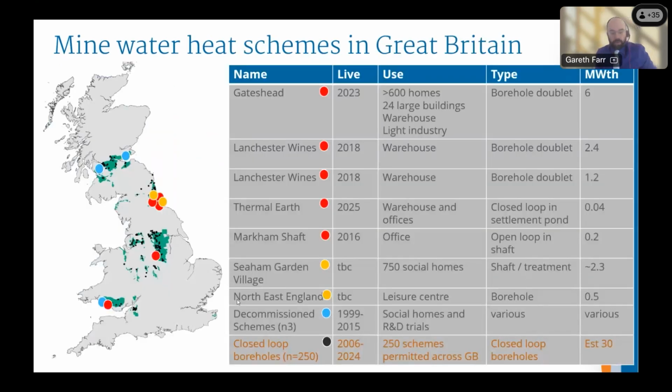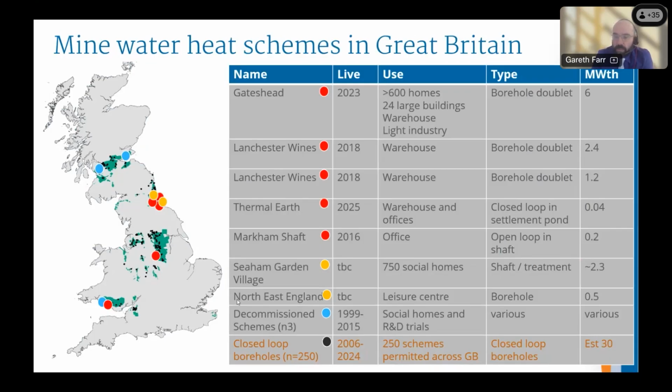So let's come back to Great Britain, which is clearly the area I'm slightly more familiar with. We've got a little table here that really shows our live schemes with the red dots, and I'll describe a few of those. We've got some schemes that will be live soon with a yellowy orange dot. A couple of decommissioned schemes as well. And I think also dotted in between all of that are lots of closed loop borehole schemes as well. Now these don't abstract water, they're closed loops all grouted in, but they're quite numerous. The map on the left-hand side is obviously Great Britain. The green areas are pretty much our coalfield areas.